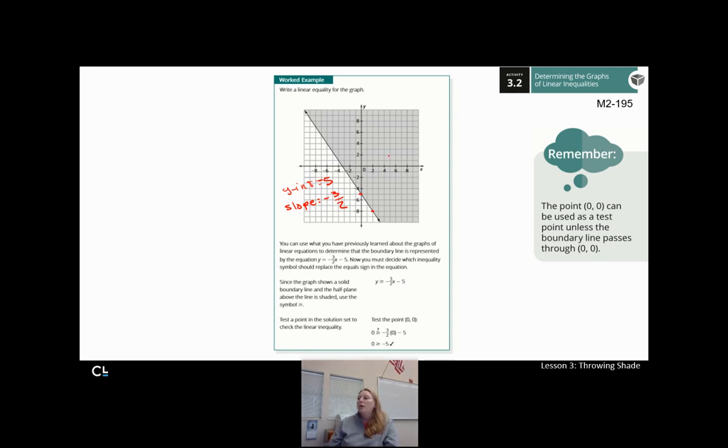You can pick a point in the shaded side and plug it in and see what happens. And again, we usually like to use (0, 0). So you can always plug in (0, 0) to see what happens. So they plugged in (0, 0) here and they're like, oh yes, 0 is greater than -5. So we did good.